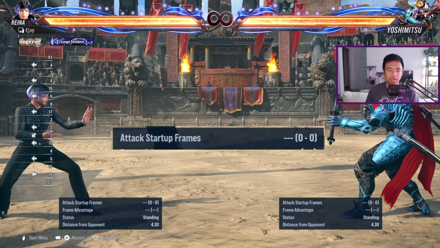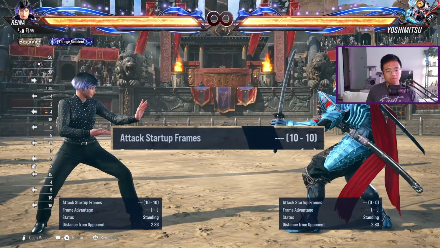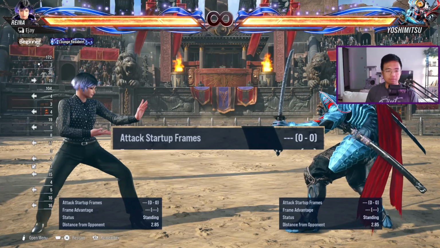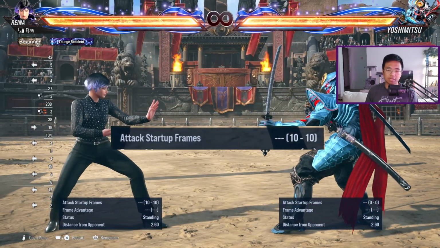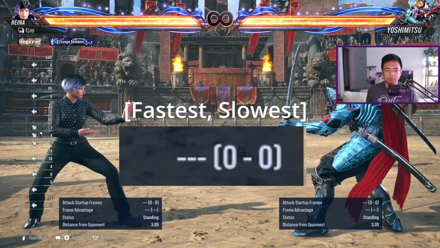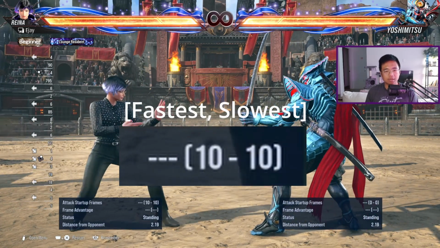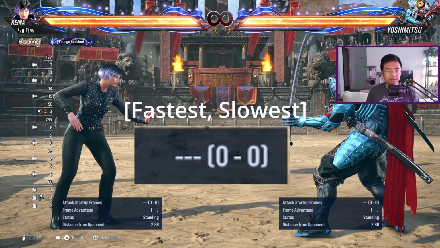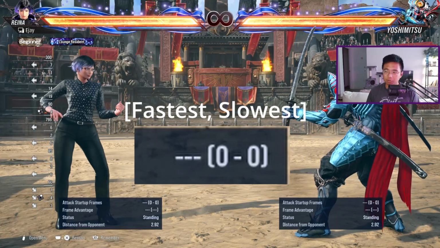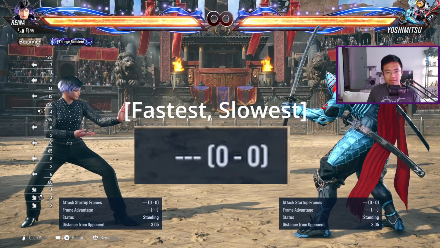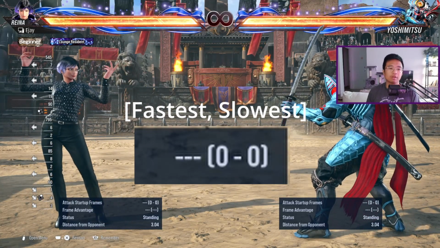Very simple. Now, something to note is that when you're looking at the attack startup frames, in the brackets there are actually two numbers. The leftmost number is the fastest time that move will come out, and the second number is the slowest time that move will be able to connect with the opponent.